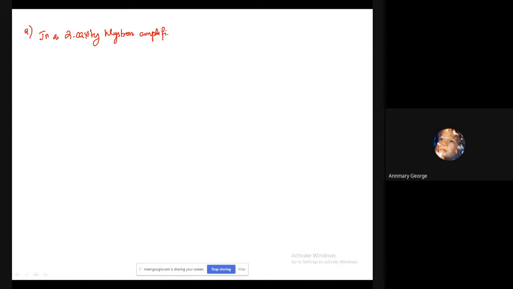In a two cavity klystron amplifier, accelerating voltage V0 is equal to 2 kilovolt. Okay. And cavity gap d is equal to 1.5 mm, and frequency f will be 10 gigahertz.